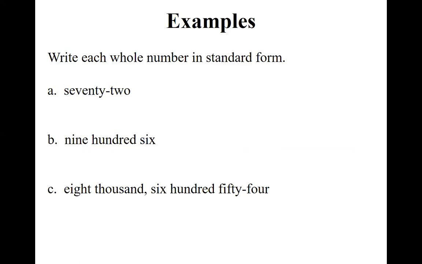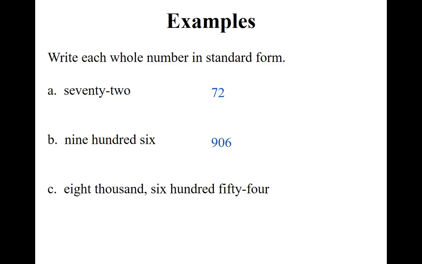Well, in A, we just have 72. That's one period, so that's the number 72. Nothing interesting about that. In B, we have 906. This is 906, not 960 or 96. 900 tells us the number of hundreds. 6 tells us the number of ones. There are no tens. That's why it wasn't 56 or 36 or 16 even. So a little bit more interesting in B.